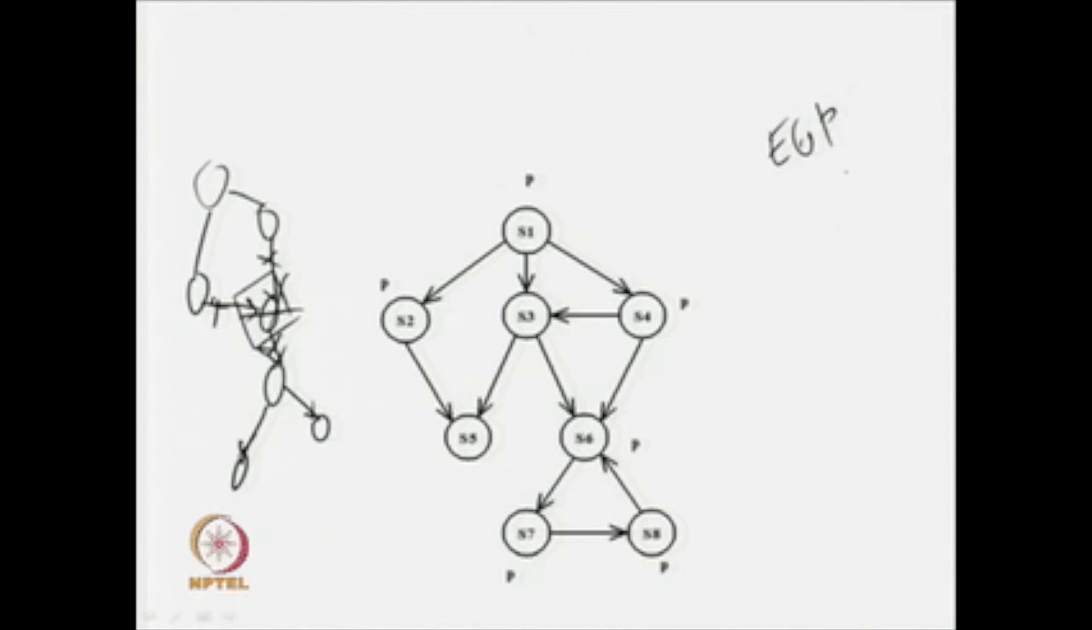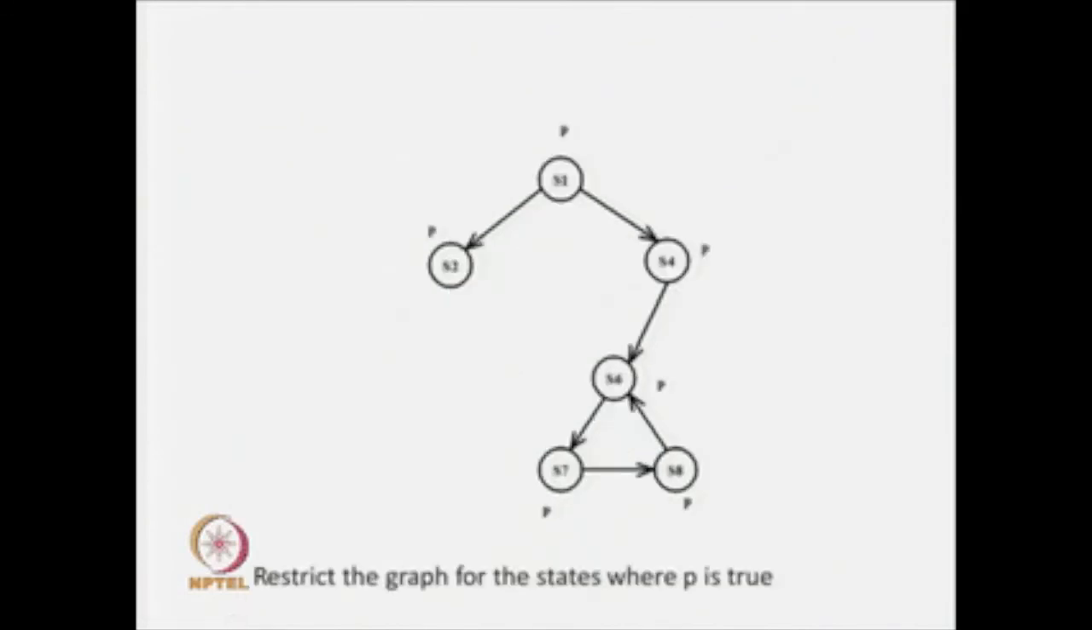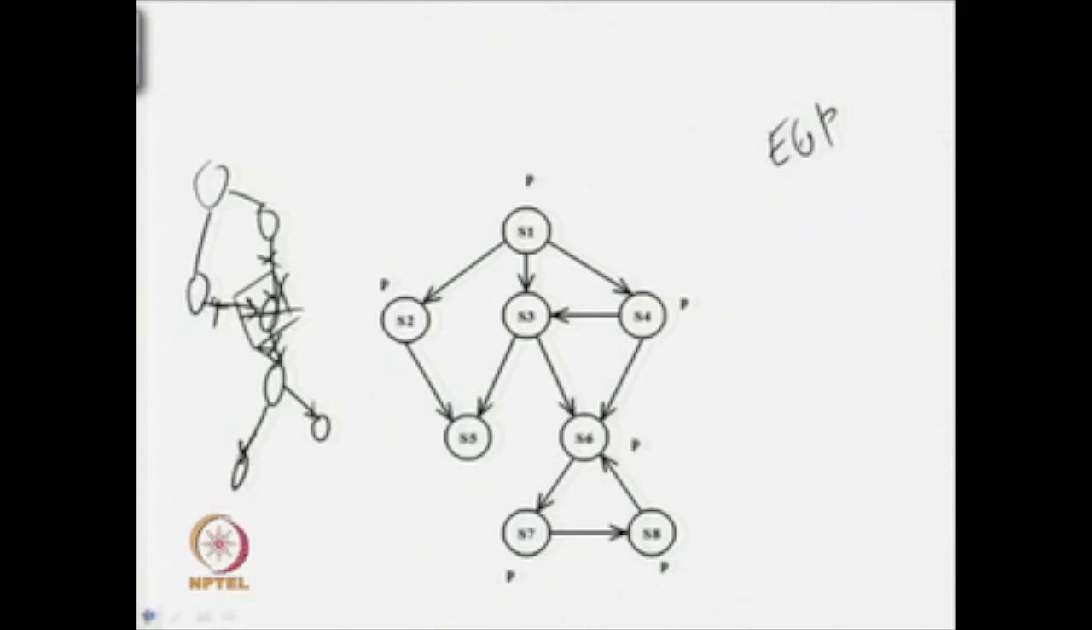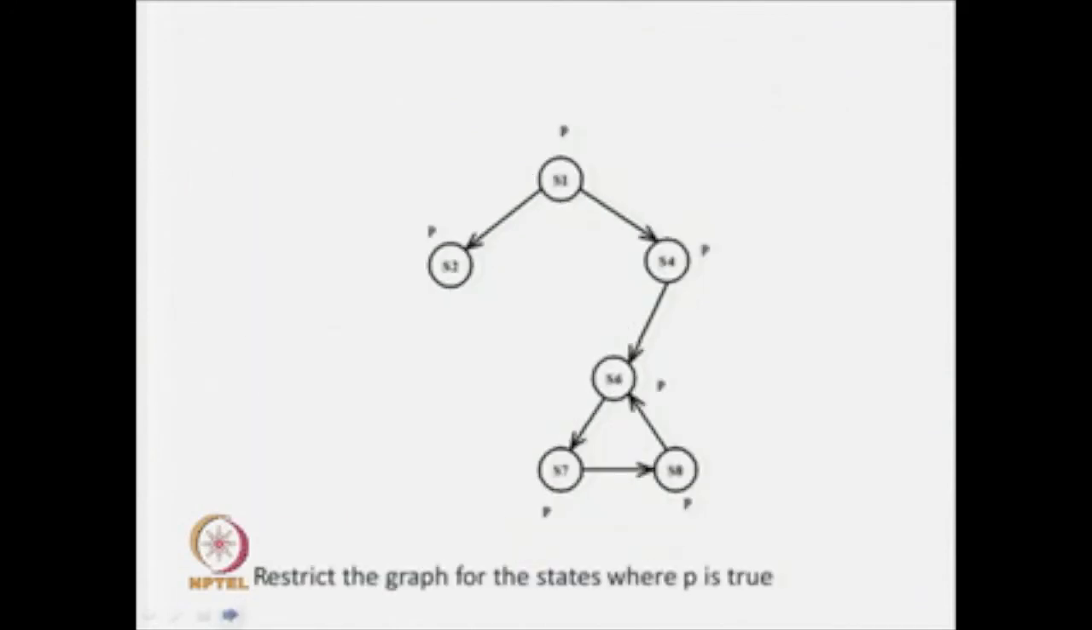Okay. So, in that particular case what will happen? The state space is already labeled with P. So, these are the states where P is true. Now, what happens? We restrict the graph to the states where P is true. So, in this particular case, if you see, out of those states S5 and S3 are not labeled with P. So, we are going to restrict the graph where P is true. That means, we are going to delete these two particular states. When we delete these two states, then along with that we have to delete all those transitions which are coming to those states and which are going out from these states. Okay. So, for that we get this particular restricted graph.